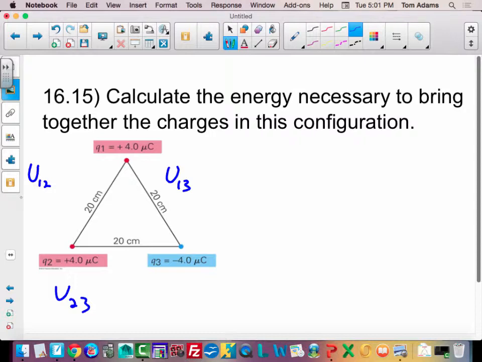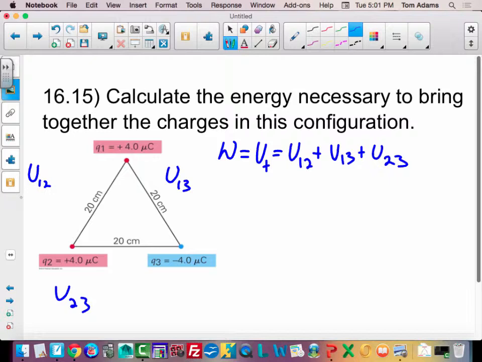Yeah, I think that's right. So now we've got to add all that up. So the work is equal to the total or sum of the potential, which is equal to all these: U12 plus U13 plus U23.